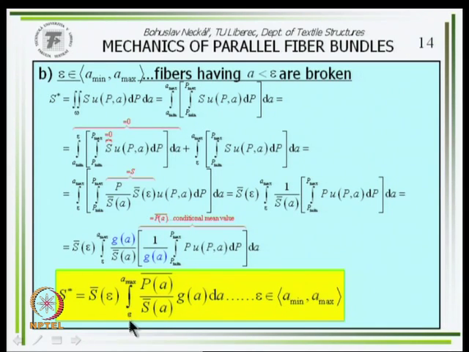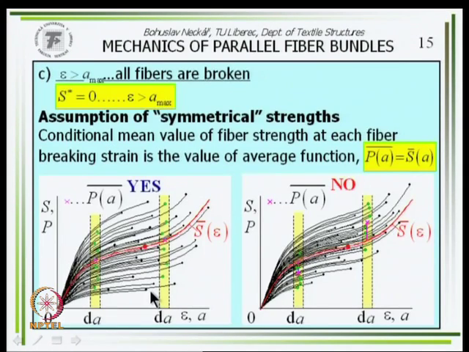The difference is only in this lower limit, the lower border of our integral. For completeness of our ideas, if epsilon is higher than A max, then evidently all fibers are broken, so S star, the mean force per one fiber, must be equal to zero. It's trivial and evident.